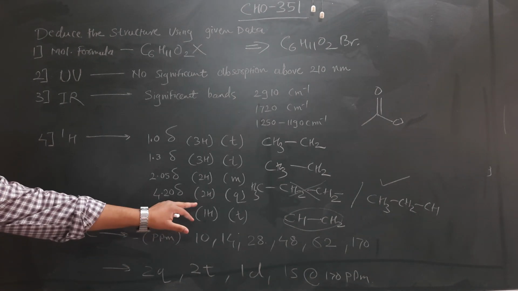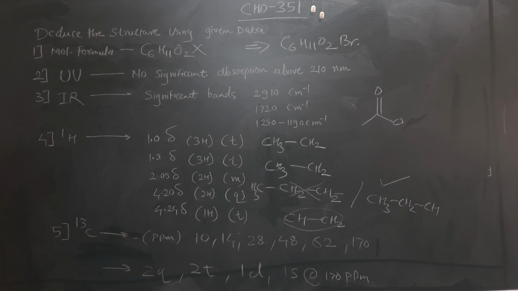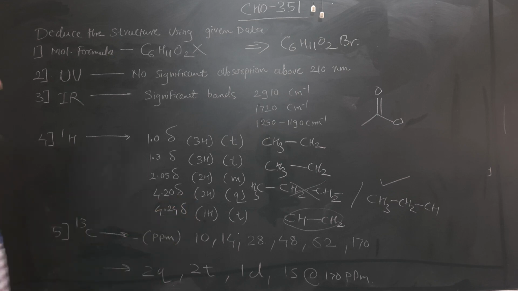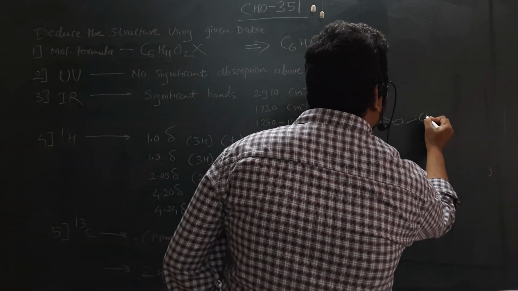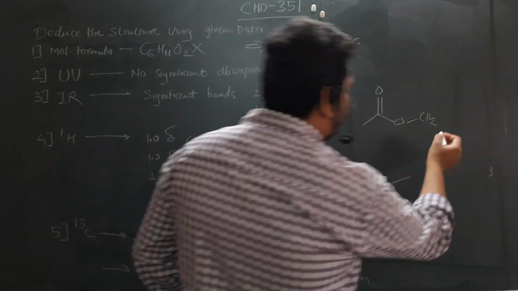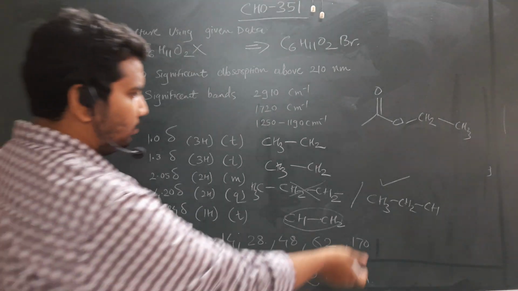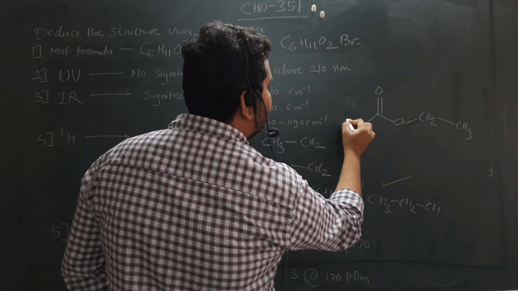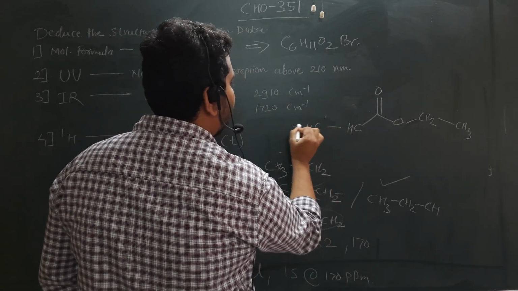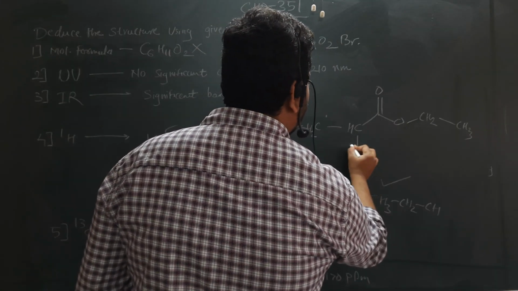Now there should be one CH2 which will be very deshielded, downfield. Look at this CH2, it is at 4.20, it must be here, and it is showing a quartet, that means it has a CH3 here. So the remaining fragment is this only: CH, CH2, CH3, and the halogen should be here.